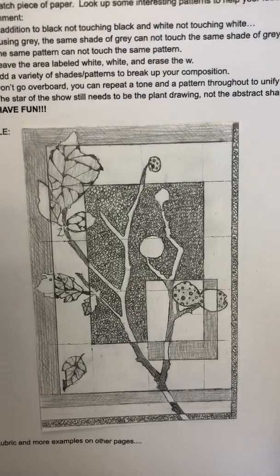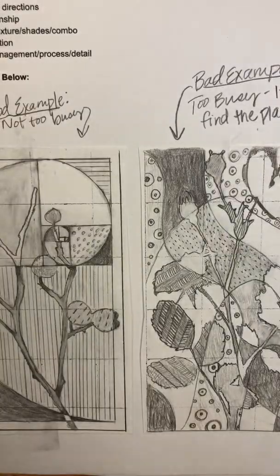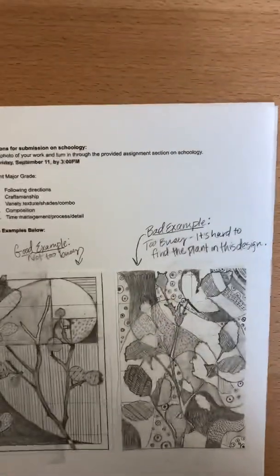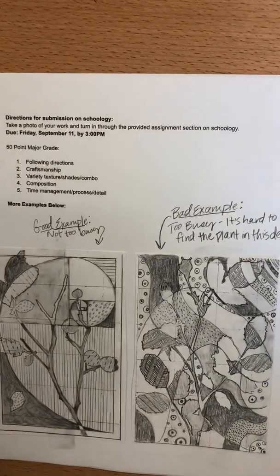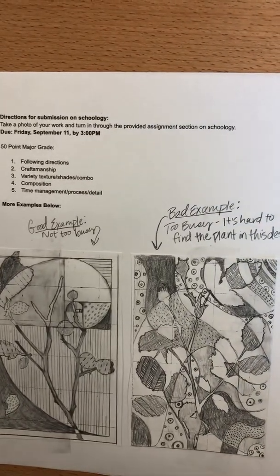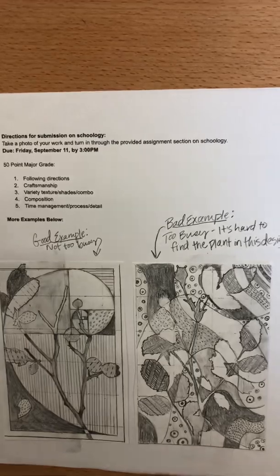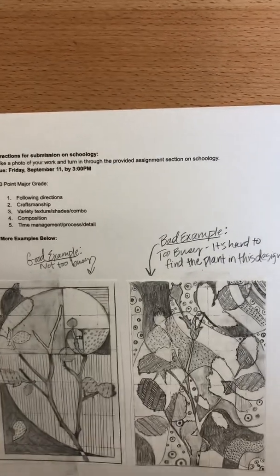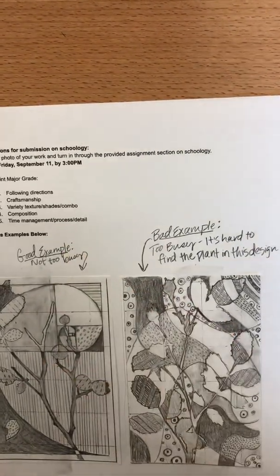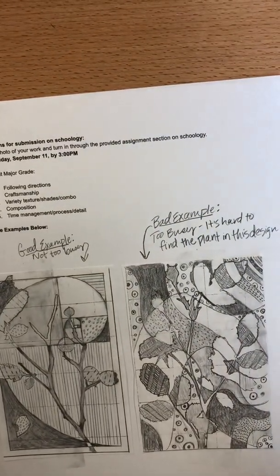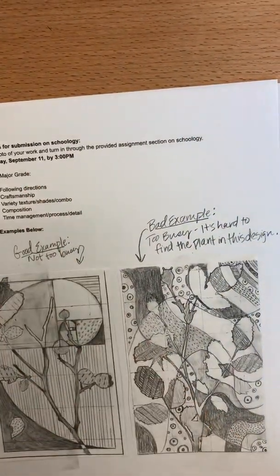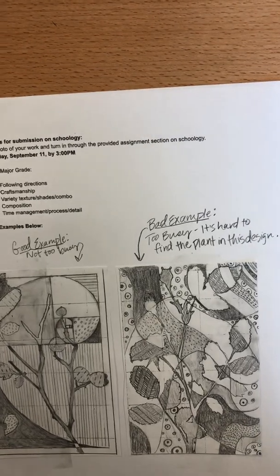Now, one thing that's very important that I want you guys to see is the very last part of this handout that I'm giving you. I have an example of what to do and what not to do. This is the piece of paper with your grading criteria and all that. It's due on September the 11th by 3 o'clock. It is for a portion of a major grade.